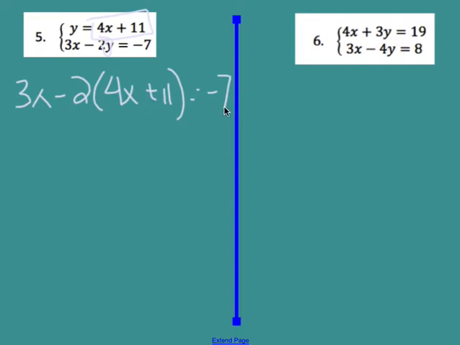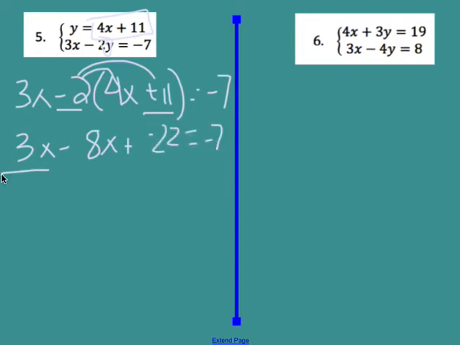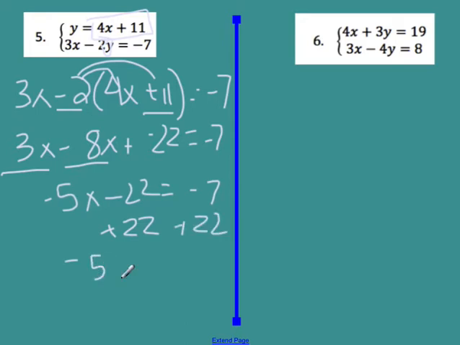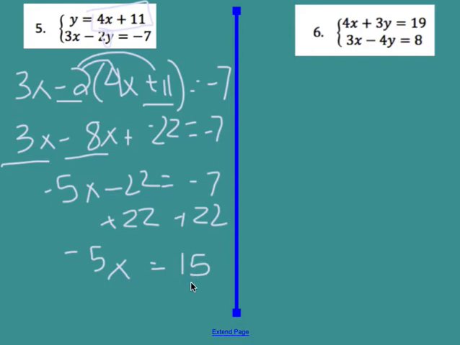So I get 3x minus 2 times 4x plus 11 is equal to negative 7. Now I need to take that negative 2 and multiply it to everything in there. So I have 3x minus 8x plus negative 2 times 11 is negative 22 is equal to negative 7. Well, when you do 3x minus 8x, that's going to give you a negative 5x. Minus 22 is equal to a negative 7. So I'm going to go ahead and add 22 to both sides. Well, a negative 7 plus 22 is really the same as 22 minus 7, which is 15.